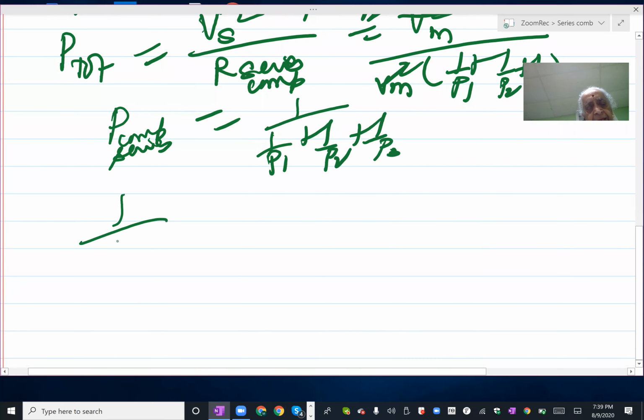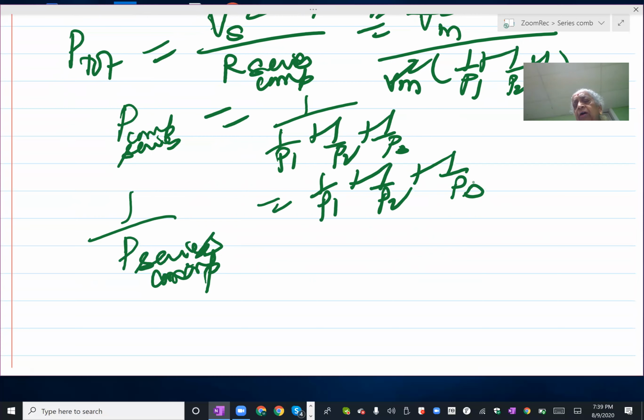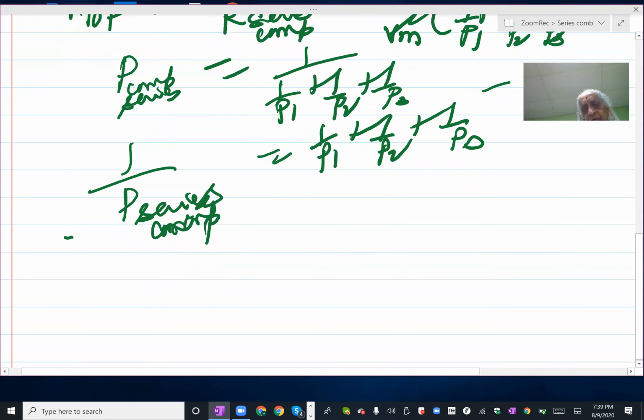Therefore, 1 by P of the series combination, when you take the reciprocal, will be 1 by P1 plus 1 by P2 plus 1 by P3. Resistances in series means R1 plus R2 plus R3. But for powers in series, the reciprocal of the effective power is equal to the sum of the reciprocals of the individual marked powers, for the same Vs equal to Vm. This is what you should remember. So you know that this is a thing, and therefore you can calculate this whole thing.